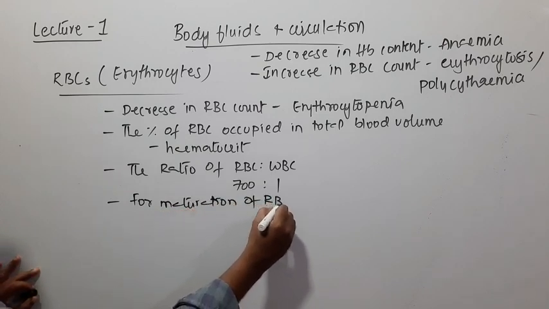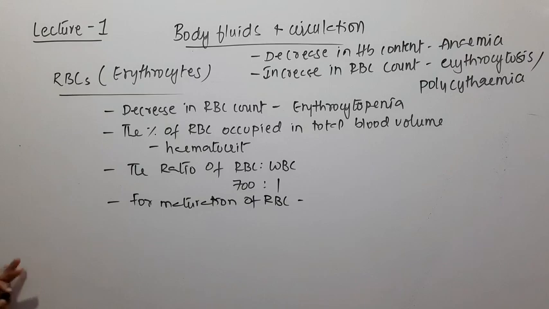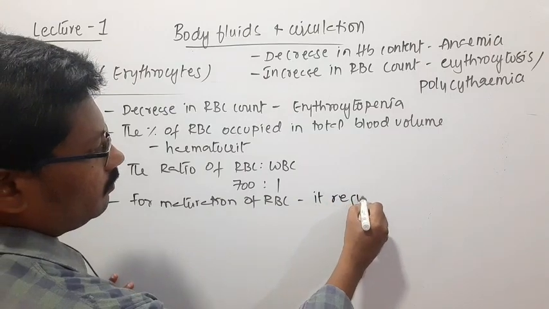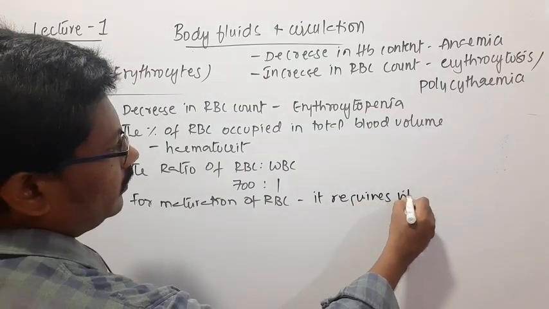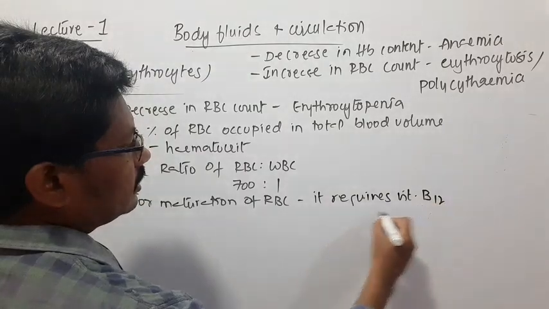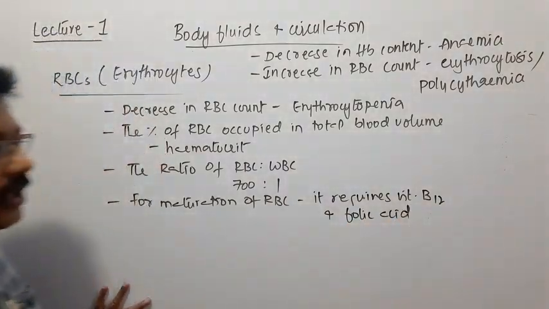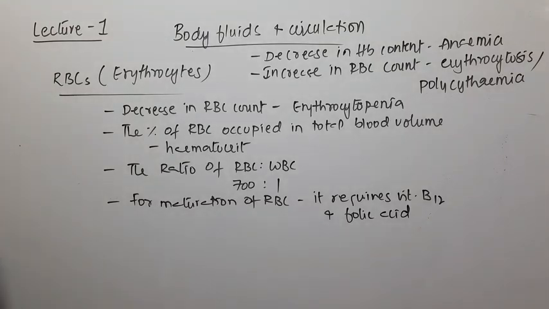Then for the maturation of RBCs, certain vitamins are required. It requires vitamin B12 and also folic acid. These two are important for the maturation of RBCs. If they are not present, then it results in a low count of RBC. That condition we call polycythemia.